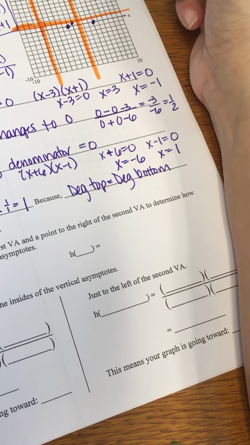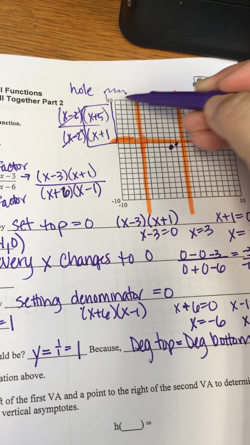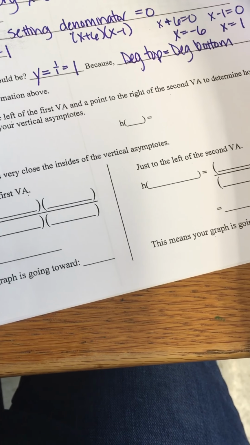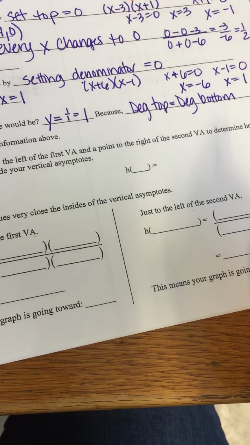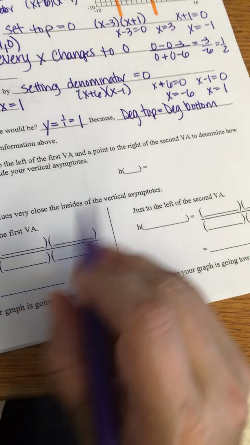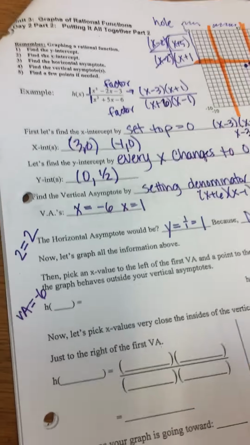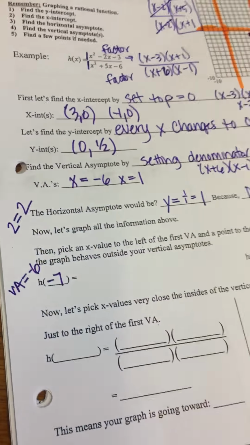All right, so we got to figure out some behavior, because I got to figure out what's happening in the left part of the graph, what's happening in the middle part of the graph, and what's happening on the right side. So it's just some points, so you can figure out some behavior. This talks about the x value of the first vertical asymptote and a point to the right of the vertical asymptote to determine how it behaves outside of it. So the vertical asymptote is at negative 6. So I'm going to plug in negative 7.